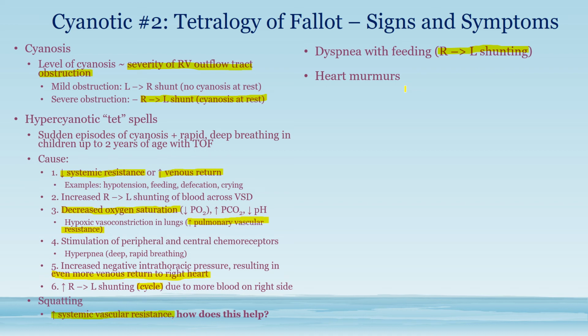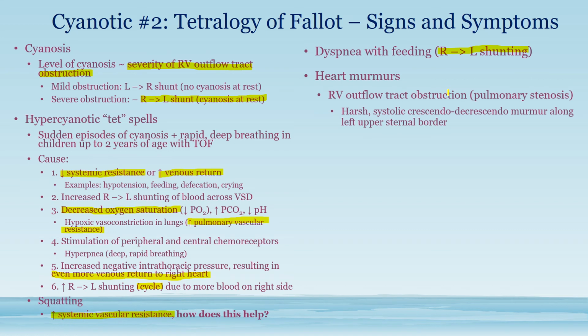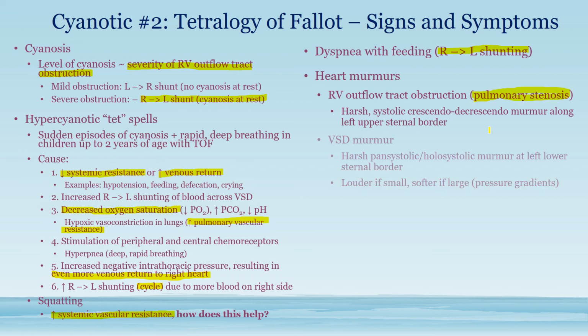You also get a lot of heart murmurs with Tetralogy of Fallot, and these are associated with its 4 causes and 4 signs that we talked about in the previous slide. You get a right ventricular outflow tract obstruction, pulmonic stenosis. We talked about the murmur there, the systolic crescendo decrescendo murmur. We also have a VSD murmur, and the smaller it is, the louder it is, and the larger it is, the softer it is. And the reason why is because of pressure gradients. If you have a small VSD and you have more pressure on one side than the other, you're going to have a loud sound that's equalizing the pressures.